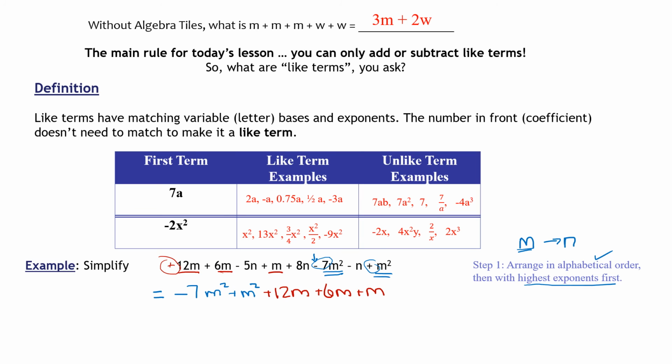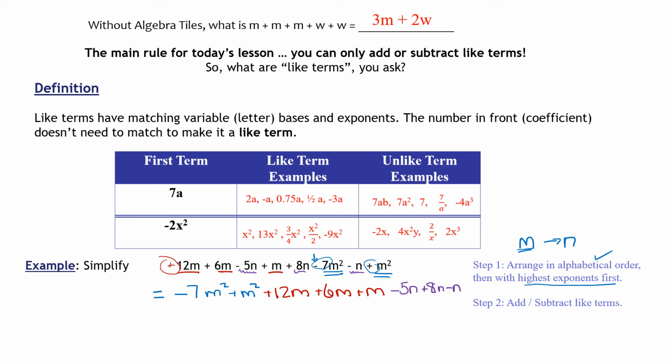Now let's go to the next letter, which is an N. And I'll put a little wavy line under this. We've got a negative 5n and a positive 8n. So these ones go together, and way over here we've got a negative n. Those ones I'm going to put all together. They are like terms, and the sign goes with them. So that's a negative 5n, a positive 8n, and a negative n. So we have arranged everything in order, and that was the most complicated step.